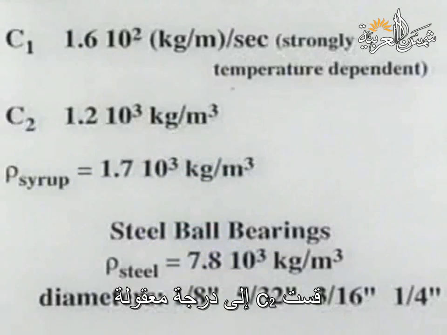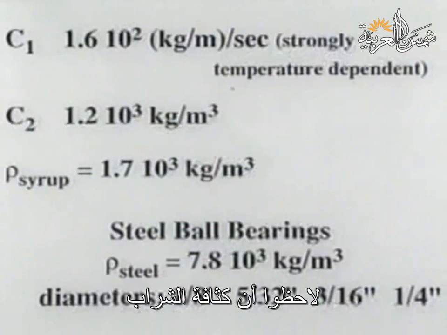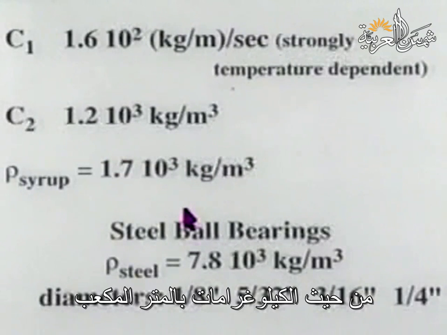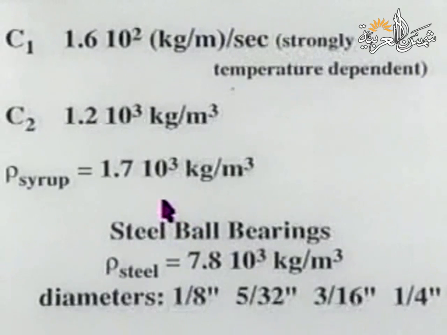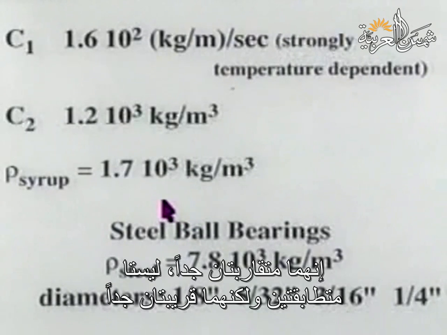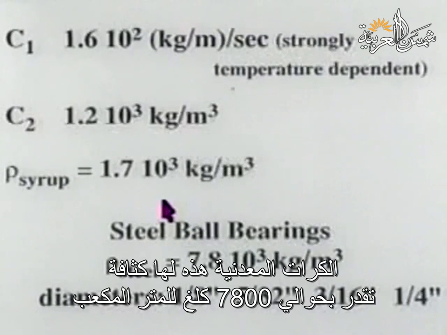I measured C2 to a reasonable accuracy. Notice that the density of the syrup in terms of kilograms per cubic meter is very close to C2. I mentioned that earlier. They're very close, not exactly, but very close. These steel ball bearings have a density of about 7,800 kilograms per cubic meter.